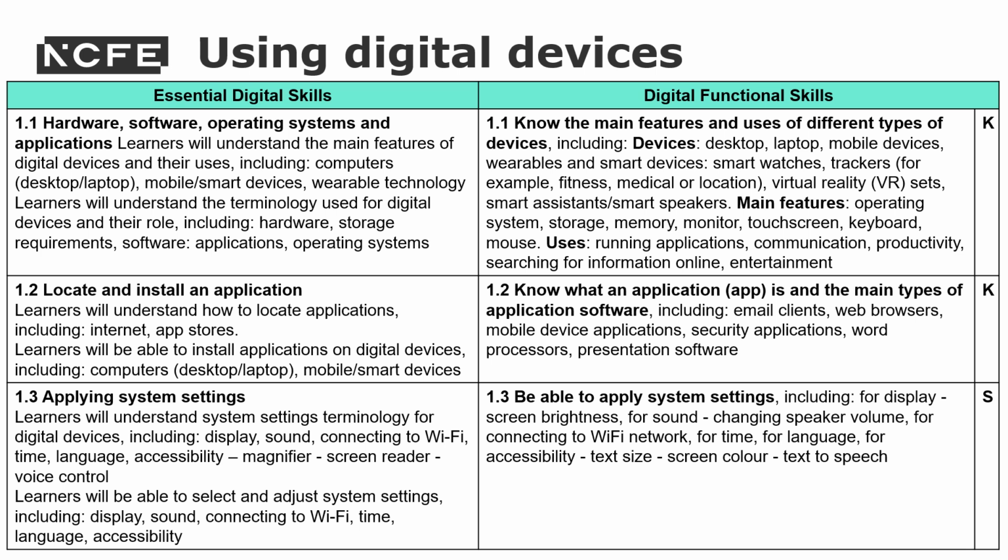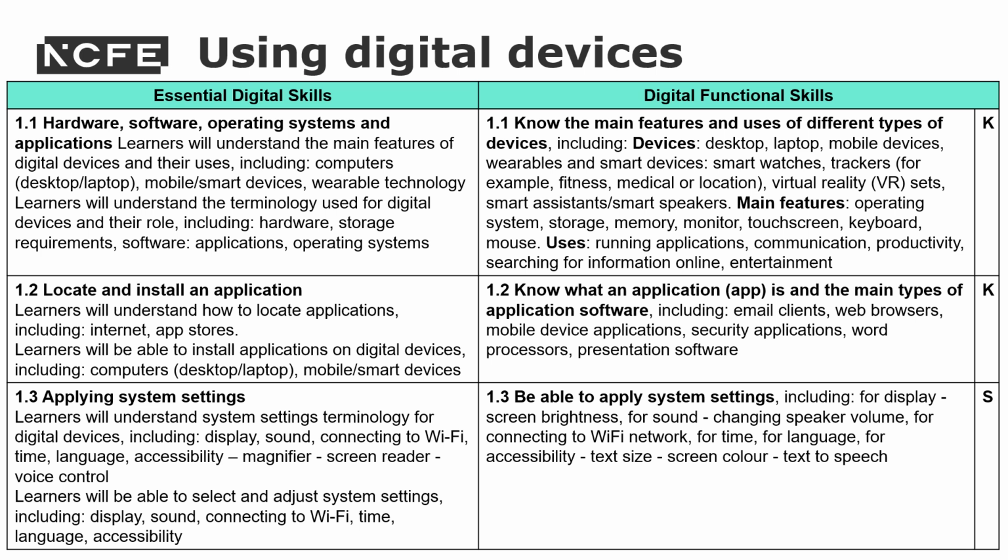The qualification specification for digital functional skills details whether the content will be assessed in the knowledge section of the assessment or the skills section. So for digital functional skills, I've shown that in the final column on the far right hand side. So K is for content that is assessed in the knowledge section. So that's the first section, which for digital functional skills is multiple choice and short answer questions. And S is the skills section.